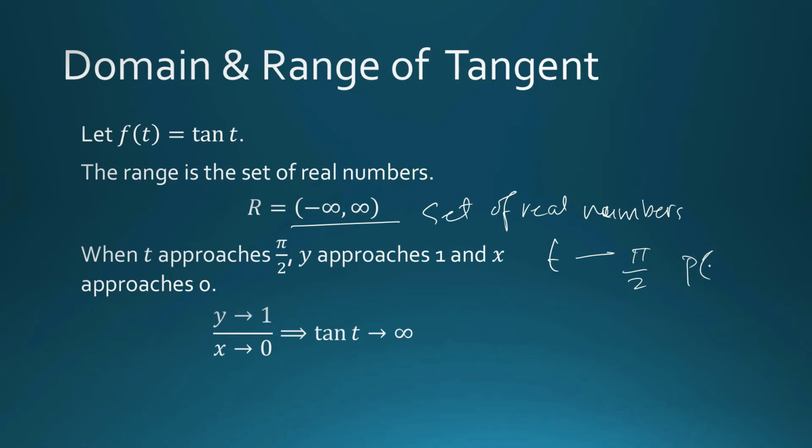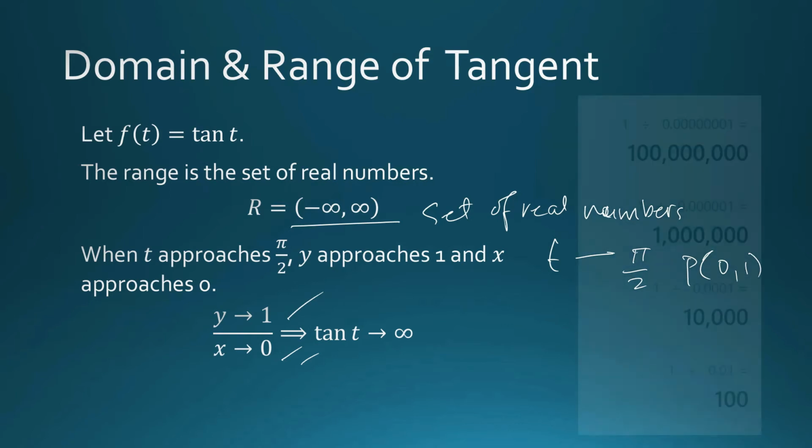When t approaches pi over 2, you know that the endpoint of our arc has coordinates 0 and 1. So if we compute tangent of t, 1 over 0, that's undefined. But let us look into the values taken on by tangent of t when y approaches 1 and x approaches 0. The resulting value will be a big number. It's like dividing 1, a constant number, by something that is small. And the quotient is going to be a large number. You can try it in your calculator.